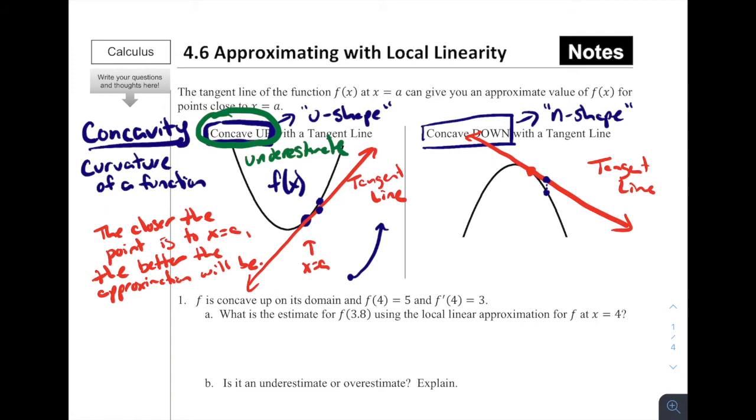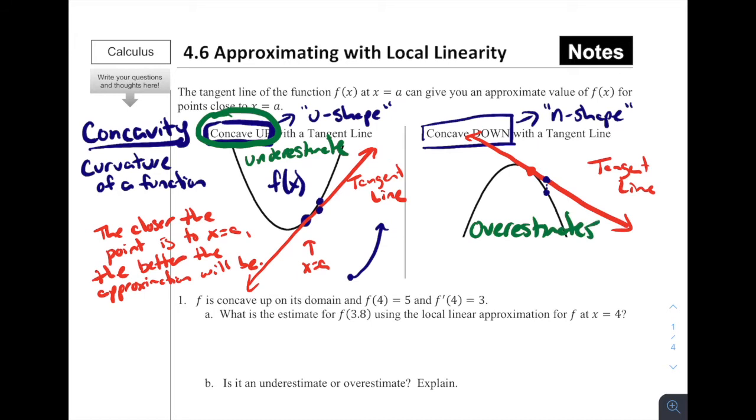Similarly, we can say that in situations where it is a concave down function, that n shape, if I draw a tangent line, notice that no matter where I draw the tangent line on that concave down function, the tangent line is going to be above the curve. And so because of that, values that I get as approximations from those tangent lines are going to be overestimates.